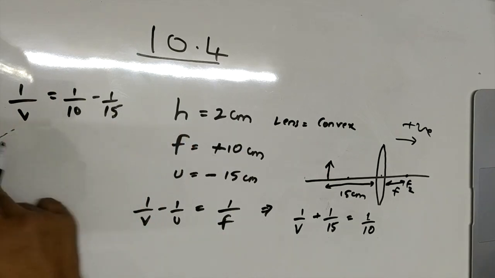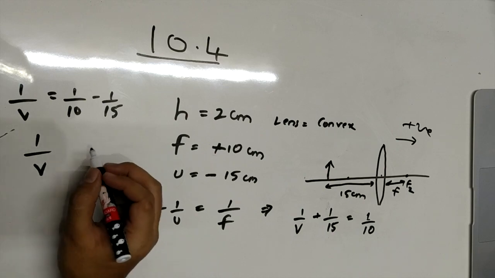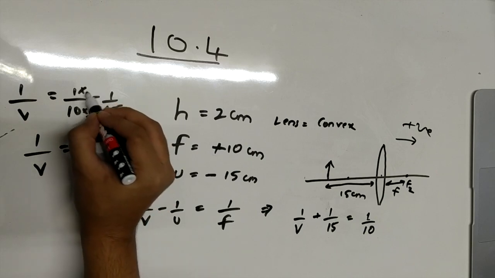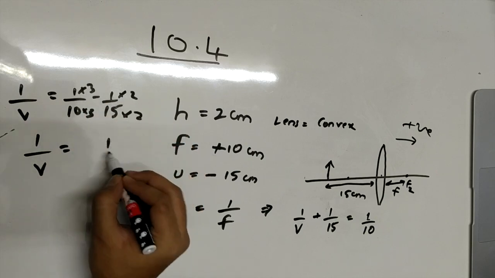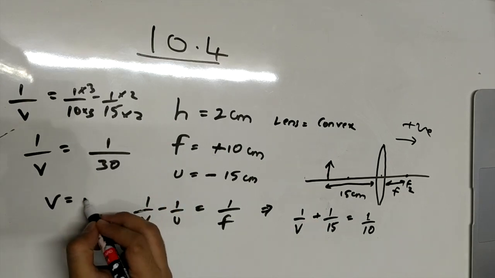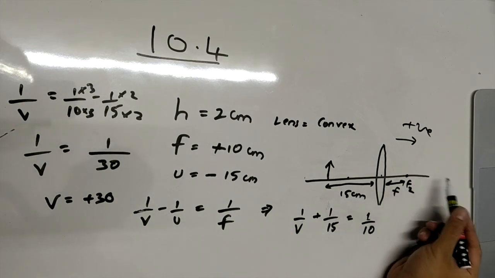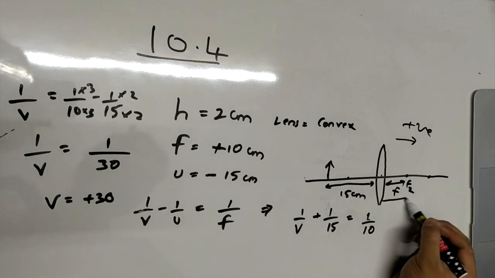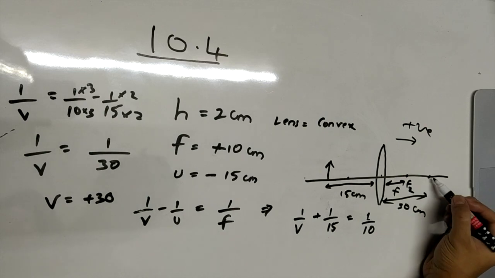1 by V is equal to, taking the LCM, 3 minus 2, 1 by 30. So V is plus 30. So where will it be formed? Plus 30 means towards the right. So here it will be formed, 30 centimeters from the lens.